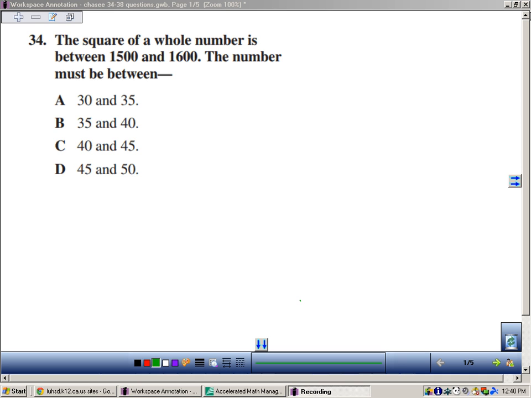34. The square of a whole number is between 1,500 and 1,600. The number must be between what? Now, when I use the word square of a number, what that means is you're taking a whole number and raising it to the second power. So let's try that. The square of a whole number is between 1,500 and 1,600.